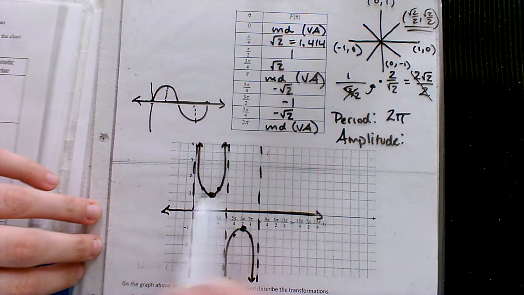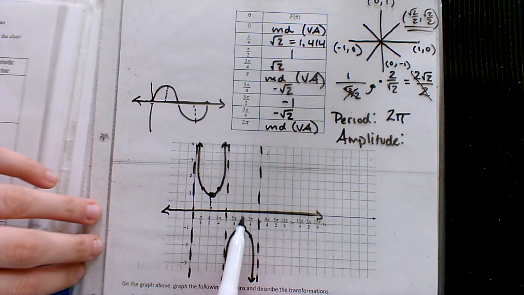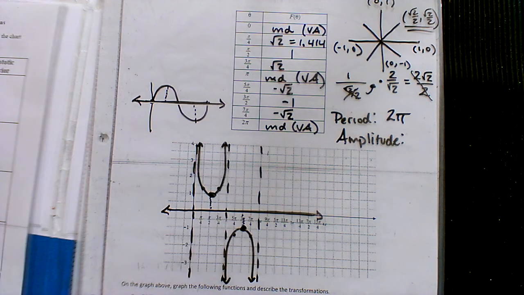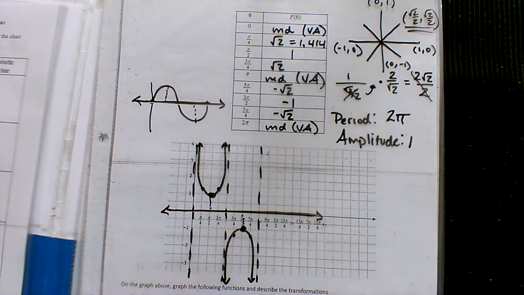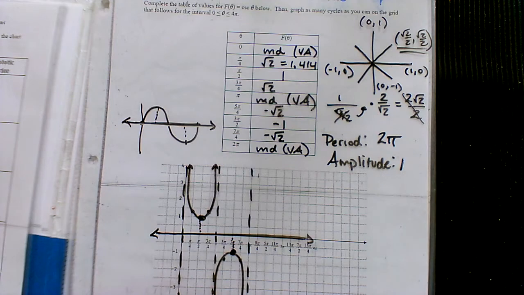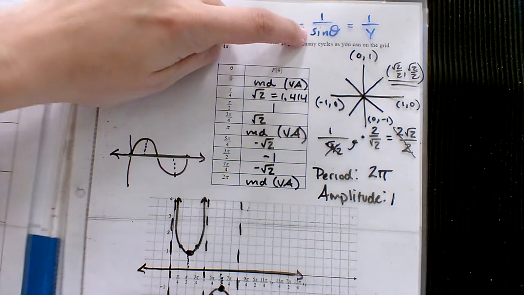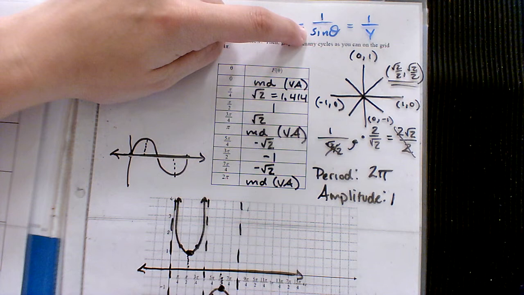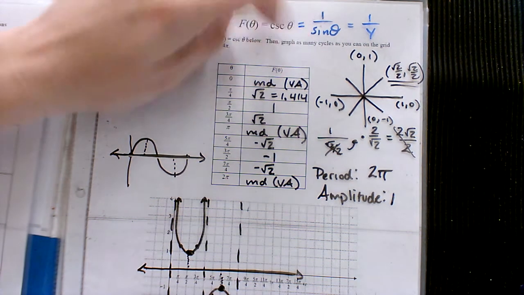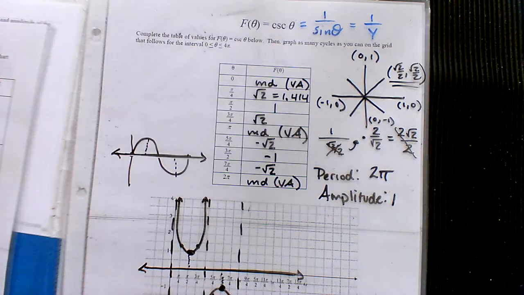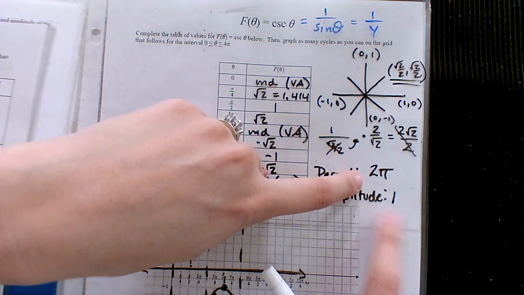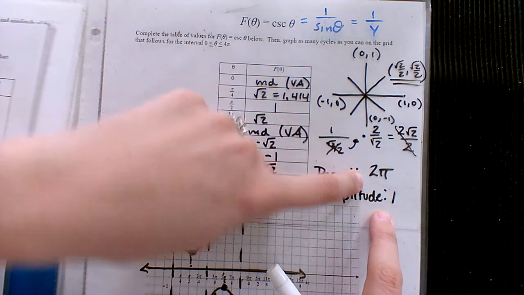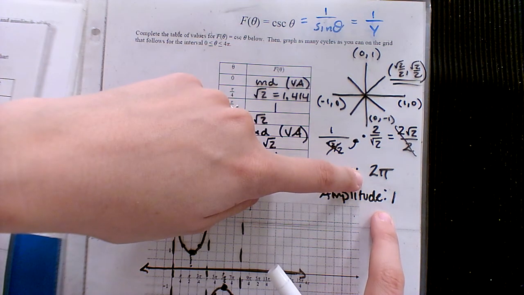So from the baseline, notice how we have to count up 1 or down 1 to get to those vertex dots. So our amplitude would be 1. I hope this makes sense, because when we went over sine, the period for sine was 2 pi, and the amplitude for sine was 1. If cosecant is the reciprocal of sine, meaning they're related to each other, they should probably have the same characteristics. Notice how it's 2 pi and 1, just like sine was. Do we see that connection?